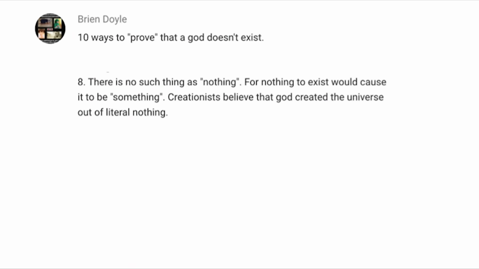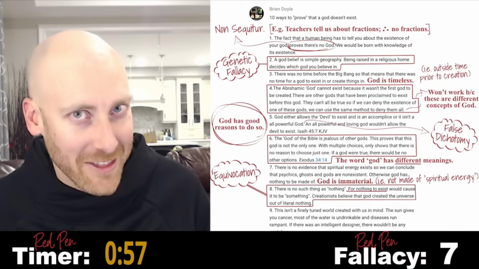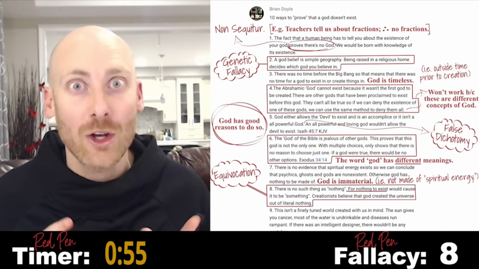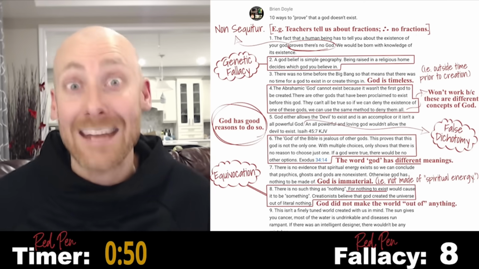Proof number 8. There is no such thing as nothing. For nothing to exist... Huh? Nothing to exist? would cause it to be something. Creationists believe that God created the universe out of literal nothing. This is an equivocation of the word nothing. By nothing, we mean no thing. That is, God didn't make the universe out of anything.